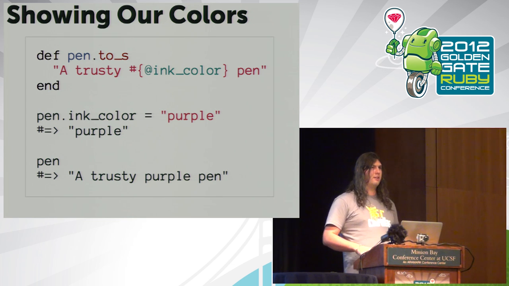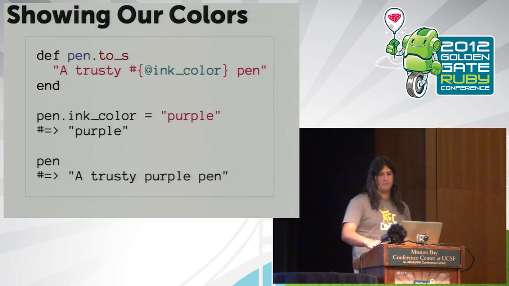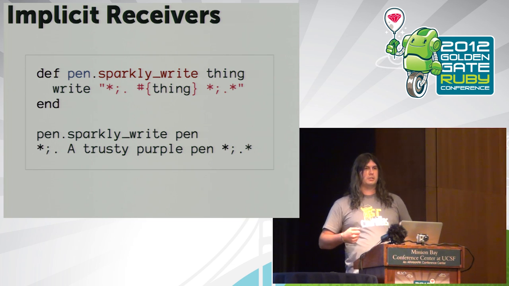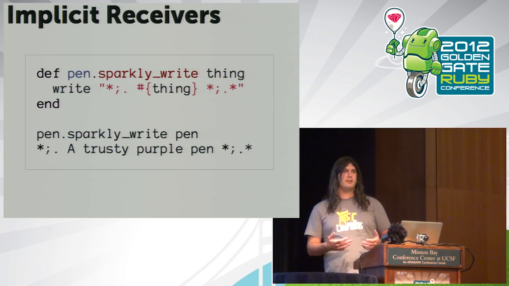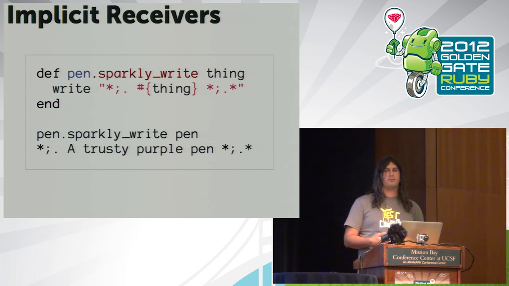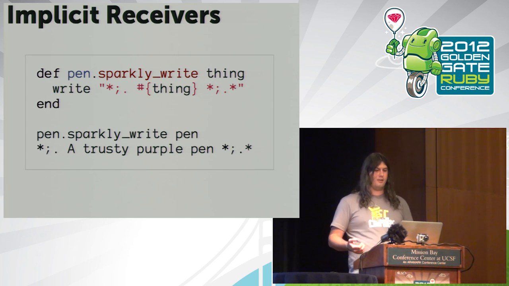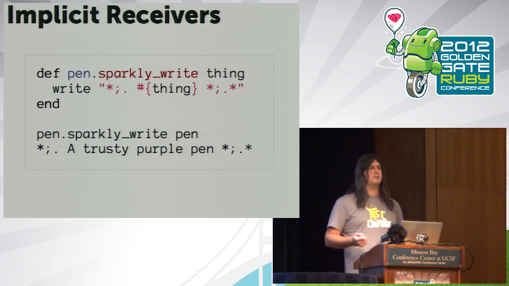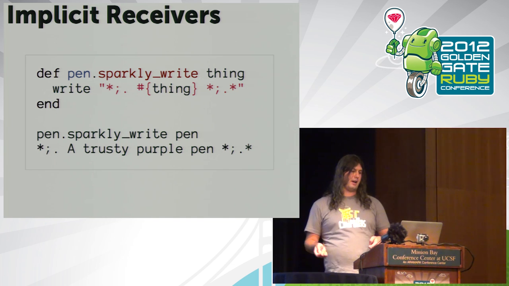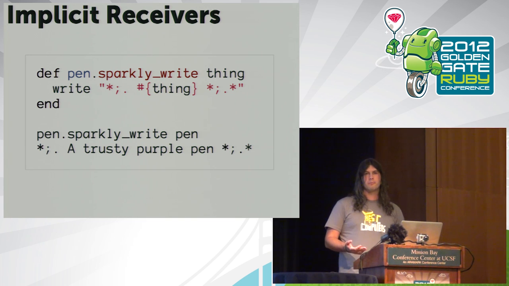So instead, let's just make the text prettier. Let's actually implement a method that I call sparkly_write, and we'll use some hideous ASCII sparkles that I use whenever I don't have access to emoji. What we're just going to do is change the string that we write to the console by putting it inside some other text. But then what's going to happen is we're going to use this write method.